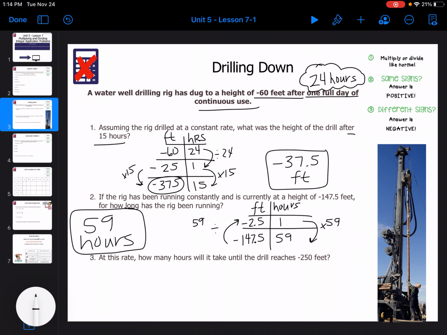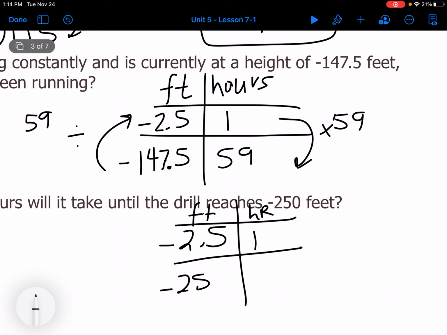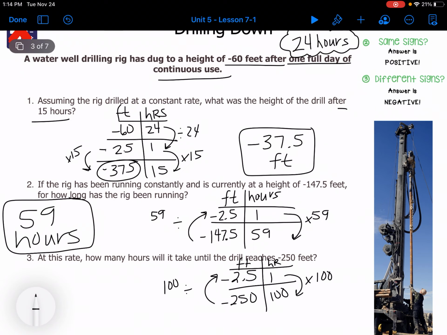So at this rate, how many hours will it take the drill to reach negative 250 feet? Well, I have negative 2.5 and it's feet. And I know that's in 1 hour. And I want to figure out negative 250. I'm going to divide going that way. So 250 divided by 2.5 is 100. So when I multiply by 100, I get 100 hours. So it's going to take 100 hours.